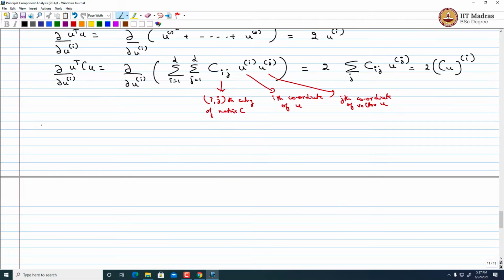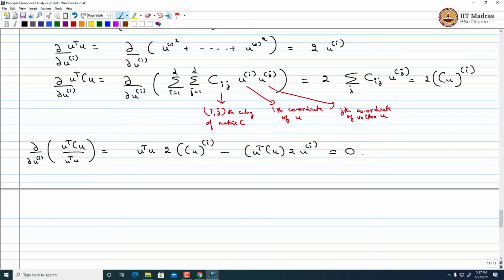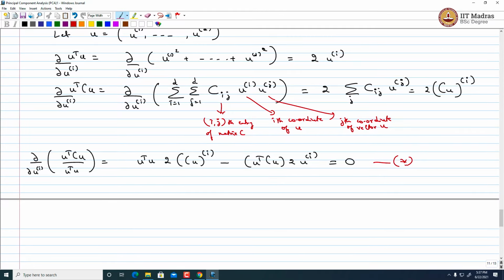So now we come to the main thing. You want to maximize this ratio. So use the quotient rule. ∂/∂ui of (u transpose Cu)/(u transpose u) is nothing but u transpose u times the derivative of the numerator, minus u transpose Cu times 2ui. You want to equate this to 0. Let me call this star.